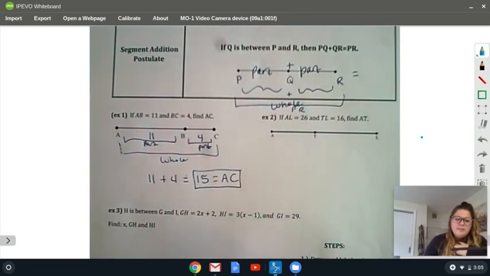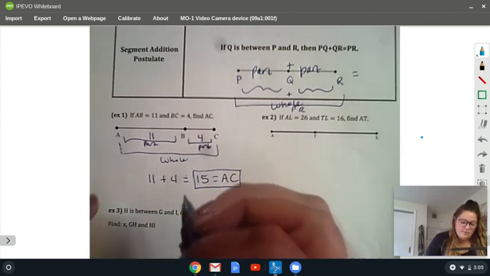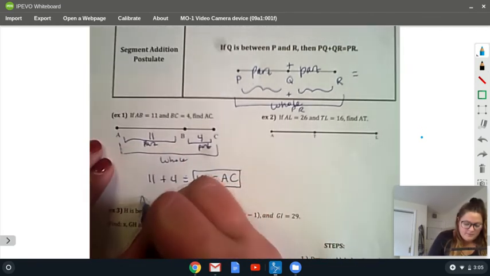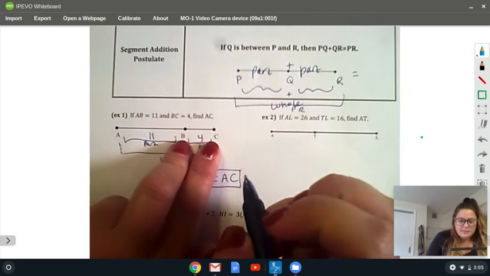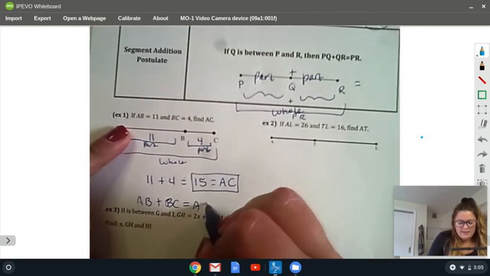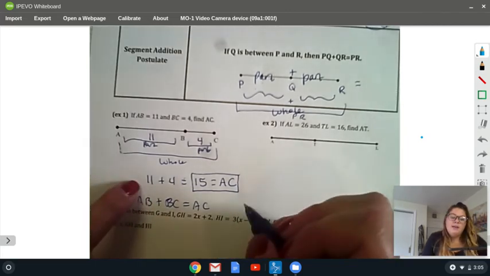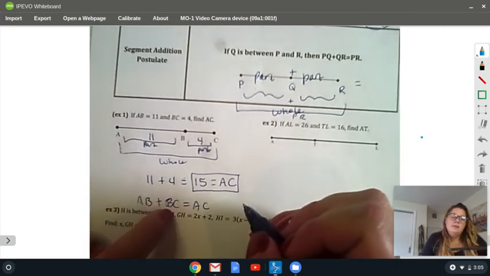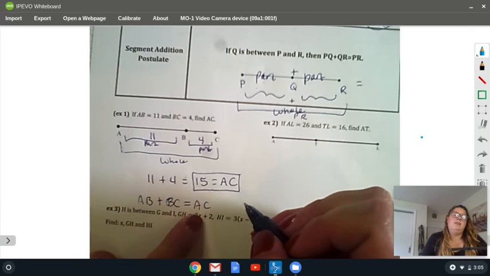So if I wanted to write this out as segments, I would be saying that this part AB plus this part BC equals the whole thing AC. And then I just rewrote that here. AB is 11, BC is 4, so it equals 15. That's my AC.